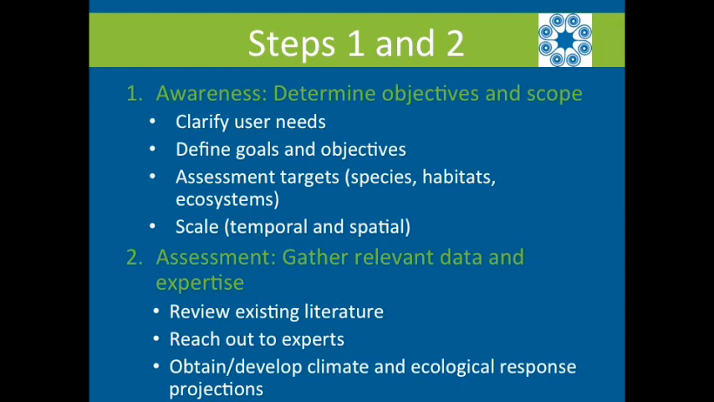The second part is the assessment, which is what we're still kind of in at this point. We've been spending a lot of time assessing what are the ramifications of this problem. So there was a bunch of work done reviewing existing literature, talking to regional experts, many of you included, and then obtaining climate and ecological response projections.